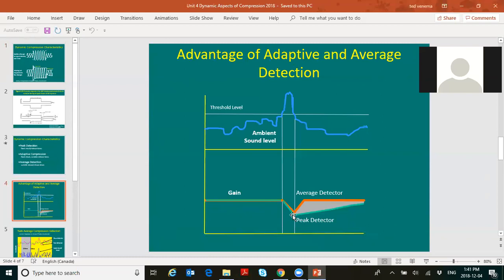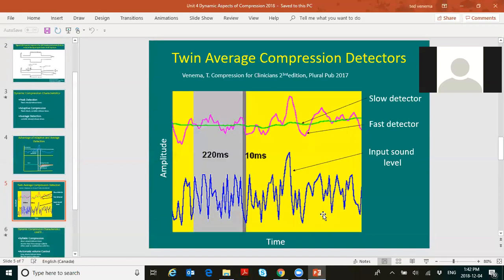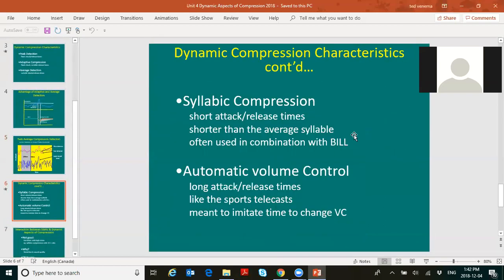That was variable attack times and variable release times. So if it was a door slam, you'd have a quick attack, quick release. And if the sound took a longer time to become louder and quieter, you'd have a longer attack, longer release. The advantage of this is less compression artifact, less compression pumping perception that would be audible to the listener.